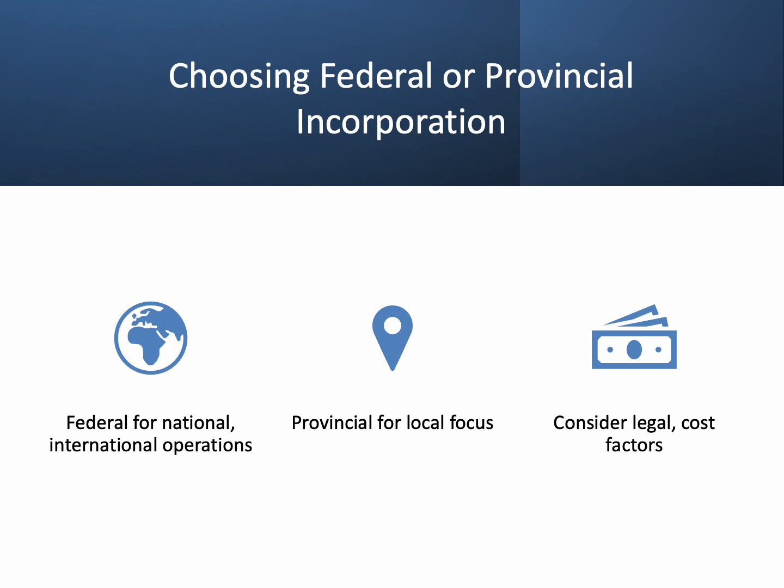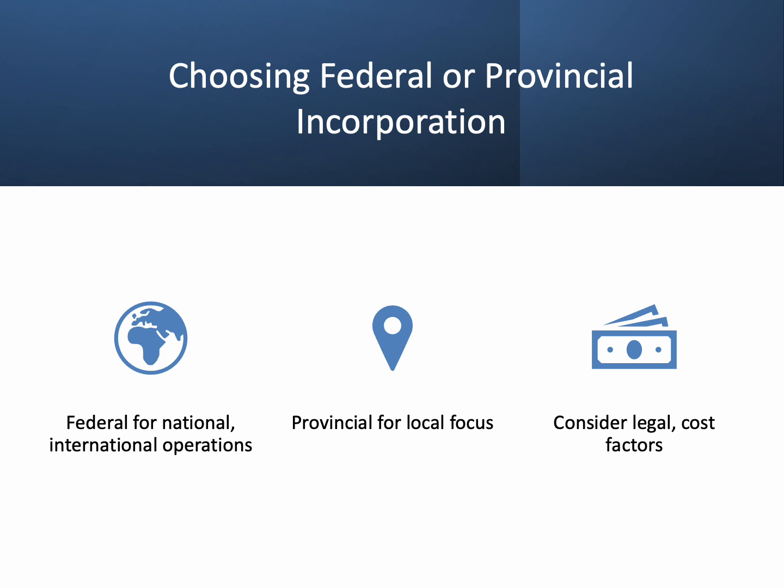Federal incorporation under the CBCA suits businesses with national or international operations, like Air Canada, allowing activities across provinces with one registration. Provincial incorporation, like under Alberta's Business Corporations Act, is ideal for local businesses, such as a Calgary restaurant, due to simpler compliance. Decision factors include operational scope, costs, federal fees are higher, and legal requirements, like federal name protection. Ethical considerations include choosing a structure that supports transparent operations.